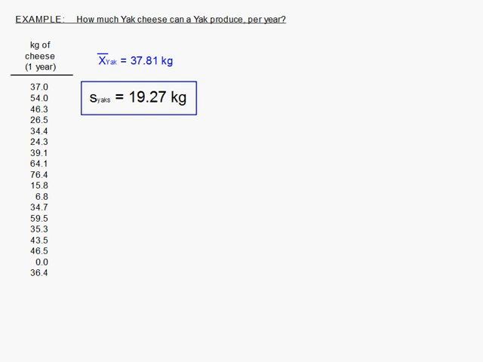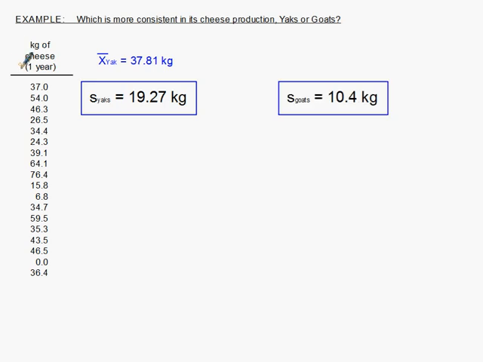Right, if we change the question, say, which is more consistent in its cheese production, yaks or goats? Well, we of course would have to get a nice sample of goats and track them, measure. I'm not even going to show the data, but the result is that the sample standard deviation for that sample of goats, however many there were, is 10.4 kilograms.